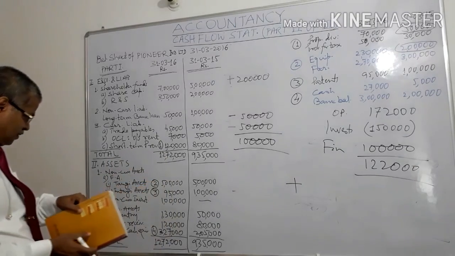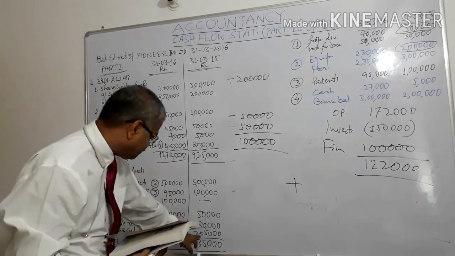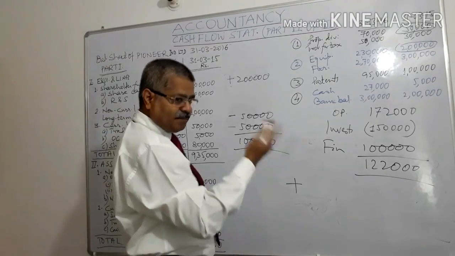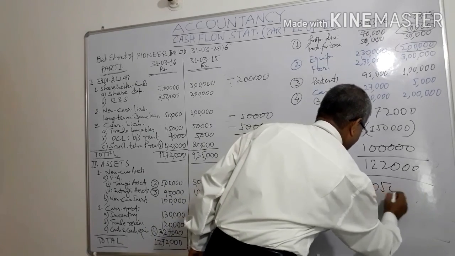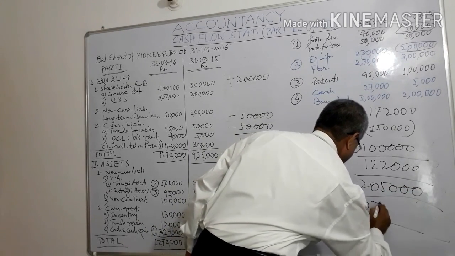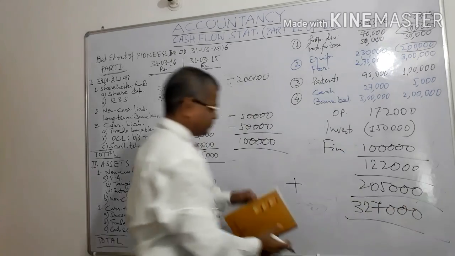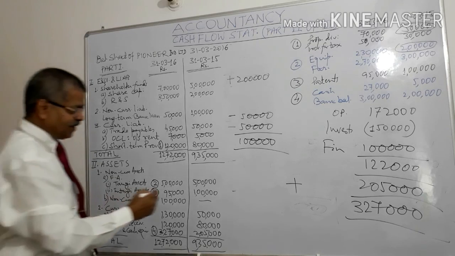No, at the beginning we will add, right? Whatever was at the beginning, 205 at the beginning of the year, not at the end of the year. So 205 will be added. So what do we get? We get 327,000, right? Cash and cash equivalent at the end.